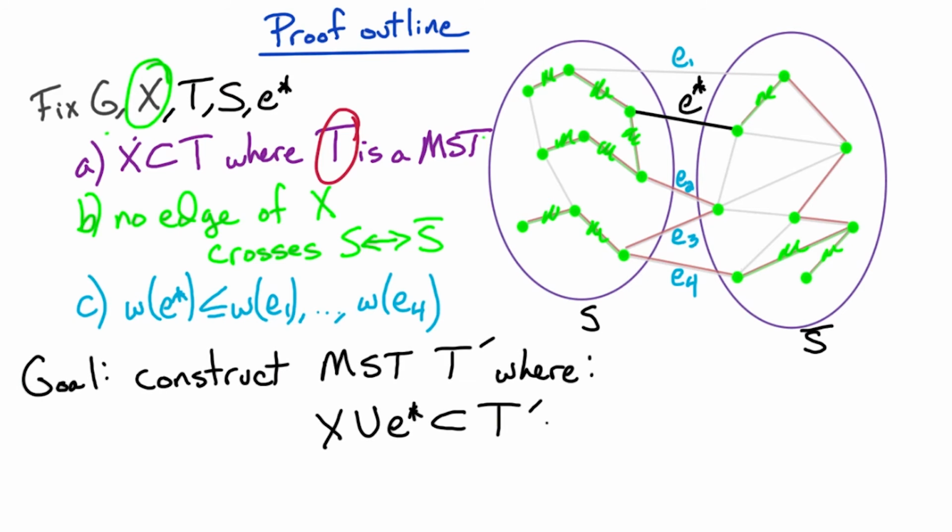Now finally, what's our goal in this proof? Our goal is to construct a tree T prime, where T prime is a minimum spanning tree, and where X union E star are all part of T prime. So X union E star are a subset of T prime. Now how can we possibly construct this T prime?